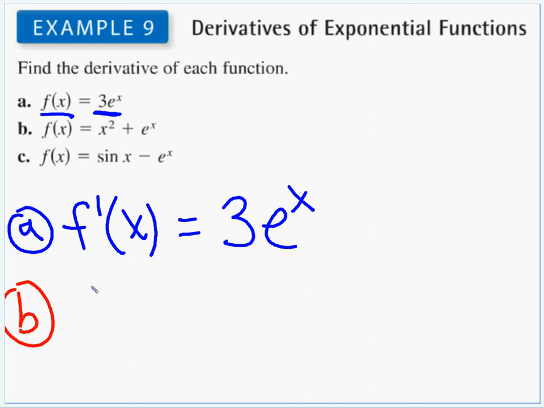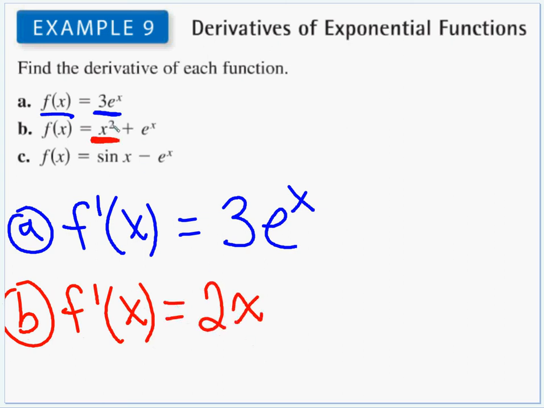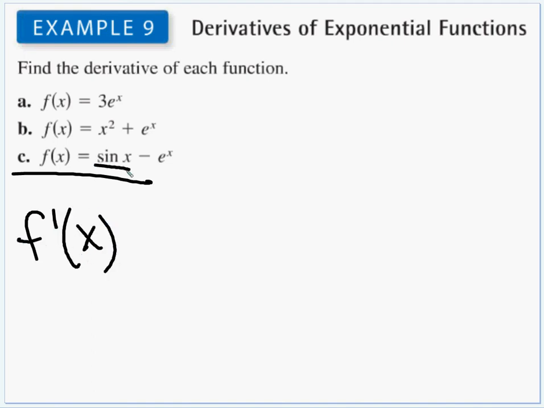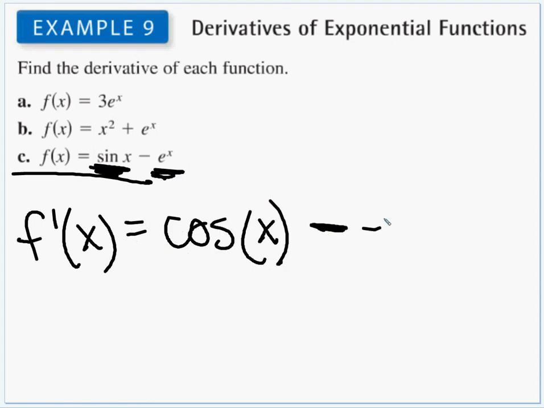Letter B. F of x will derive, let's do f prime. The derivative of x to the second would be 2x to the first plus e to the x derives to itself. Last one, letter C. F of x will derive to f prime. The derivative of the first term sine x is cos x minus the derivative of e to the x, which is itself, e to the x. There's our derivatives.